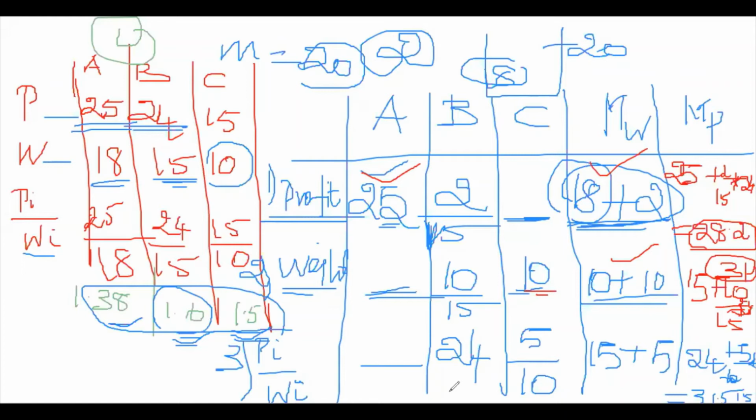So the first one is maximum. You have to choose profit, and in that profit, you have to choose maximum profit. Second one, you have to choose weight, and in that weight, you have to choose minimum weight. Third thing is profit by weight ratio. In that, we have to choose maximum profit to maximum ratio to minimum ratio.